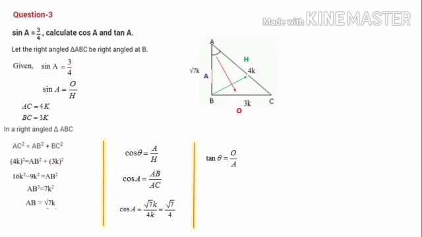Next, recall the formula for tan: tan theta is equal to O by A. Then tan A, theta is A here because we have to calculate tan A. Tan A is equal to O, the opposite side is BC, that is written here, and A, the adjacent side, that is AB. Then substitute it. Tan A is equal to BC value 3k and AB value root 7k. When you cancel k and k, the answer is 3 divided by root 7. So finally we have got the values for both trigonometric ratios: cos A is equal to root 7 by 4 and tan A is equal to 3 divided by root 7.